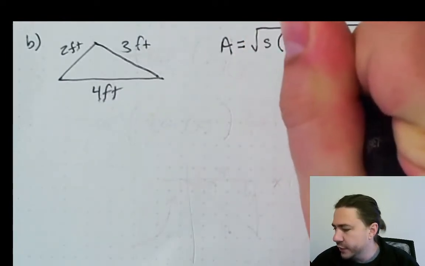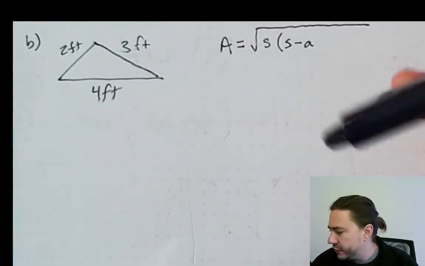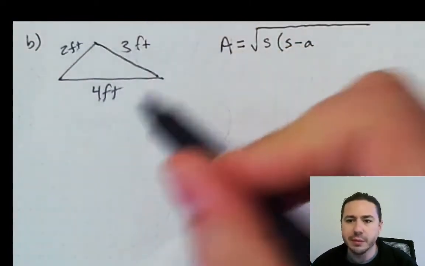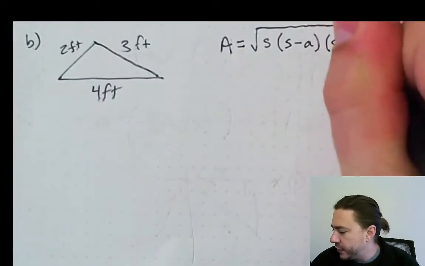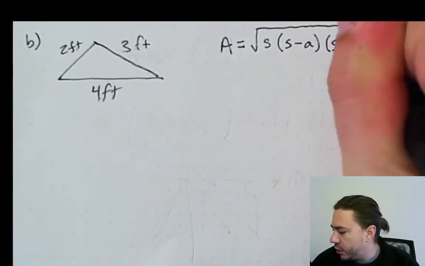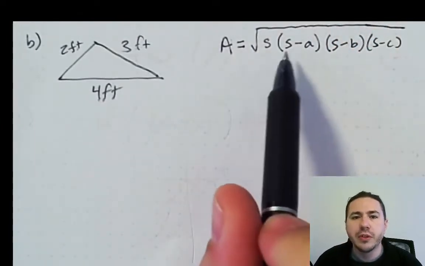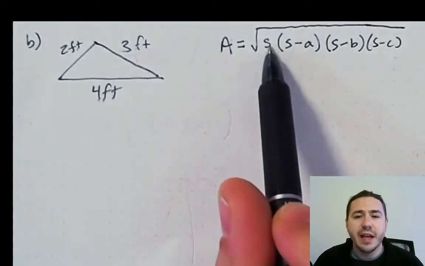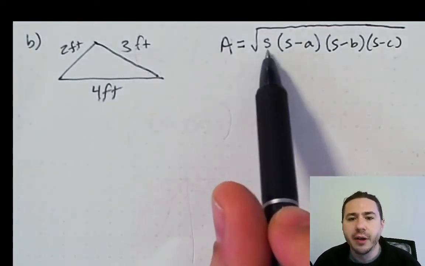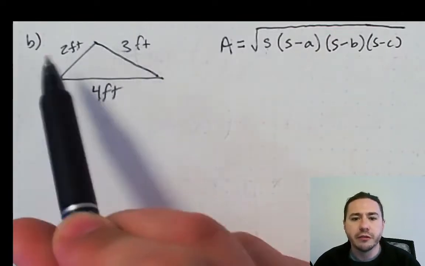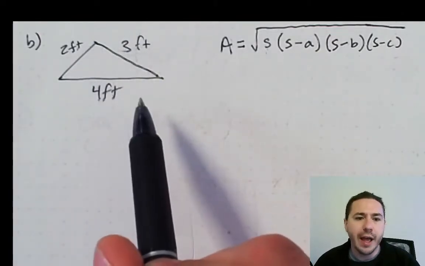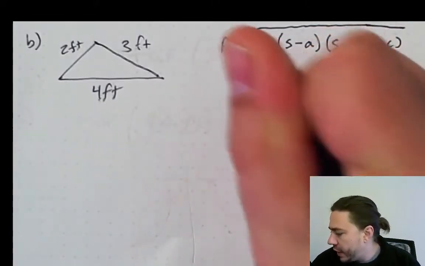Times S minus A. In this case, it doesn't really matter which one's A, B, C. We'll go ahead and just fill in whichever one you want. S minus B and S minus C. So all these 3 values are known. The only one that's not explicitly given is this S, which again is half the perimeter. The perimeter here is 3 plus 2 plus 4. So 5 and 4 is 9. Half of that's 4.5. So we'll go ahead and plug everything in here.